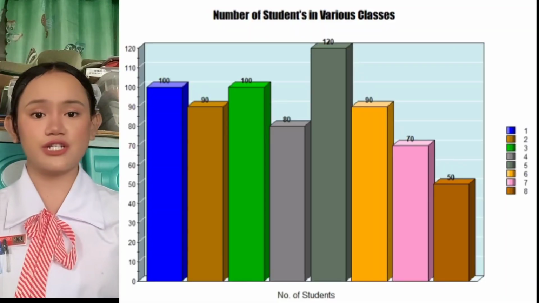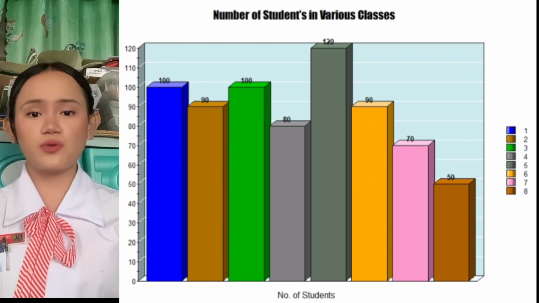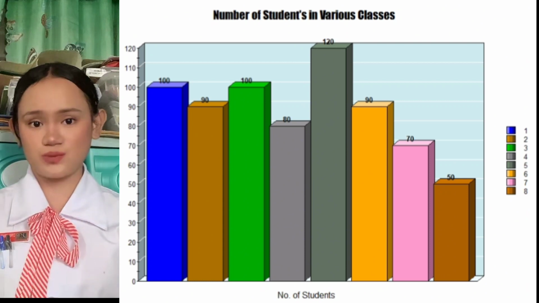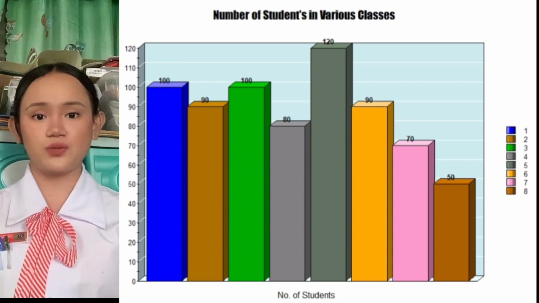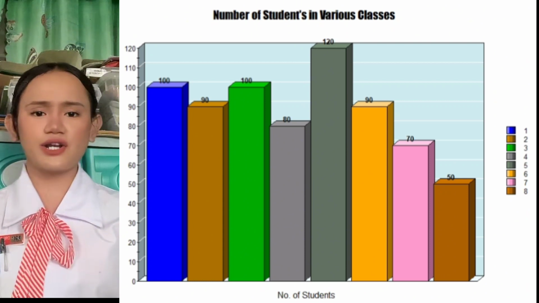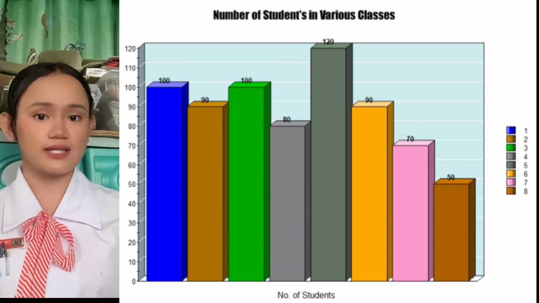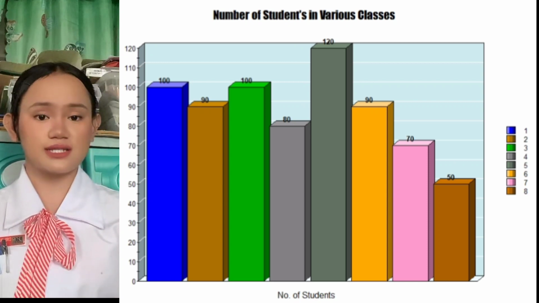The third example displays how many students have been enrolled in various classes. The legend displays 8 categories with a range of 1 to 8. With 120 pupils, Grade 5 has the most students, while Grade 8 has the fewest with 50 students. Grades 2 and 6 have the same number of students, which is 90. Regarding problem B, the total number of students in grades 6 to 8 is 210.